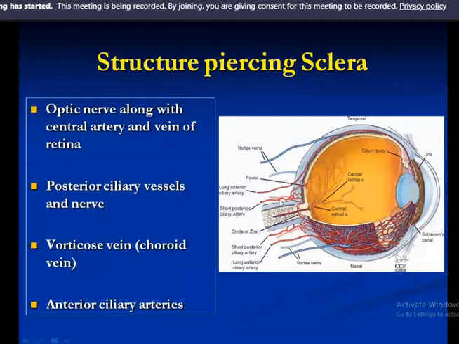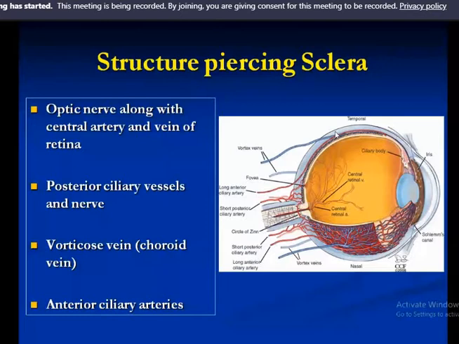Now next, can you see the long one which is going anteriorly? This is known as the anterior ciliary artery. This anterior ciliary artery will pierce the anterior part of the sclera. And next, we have the vein known as the vorticose vein, also known as the choroid vein. This will also pierce the sclera. So we have mainly four structures which will pierce the sclera: the central artery and vein of the retina, the posterior and anterior ciliary arteries, and the choroid vein.